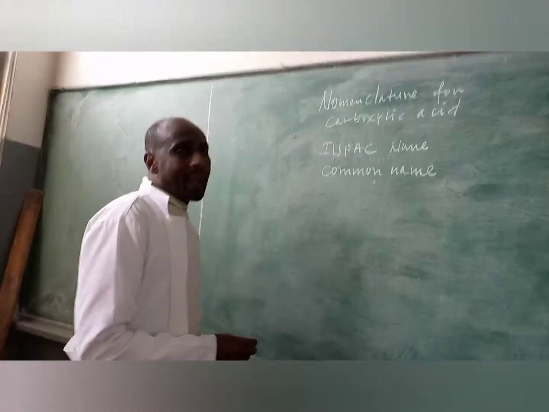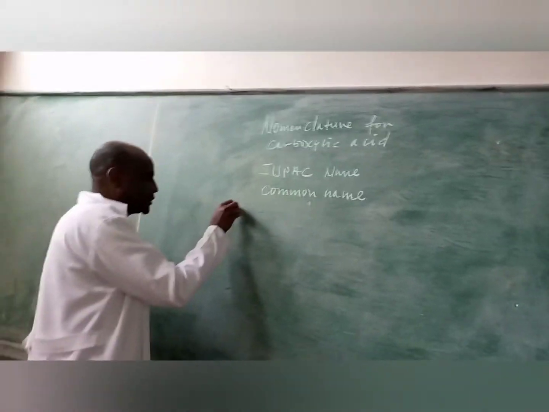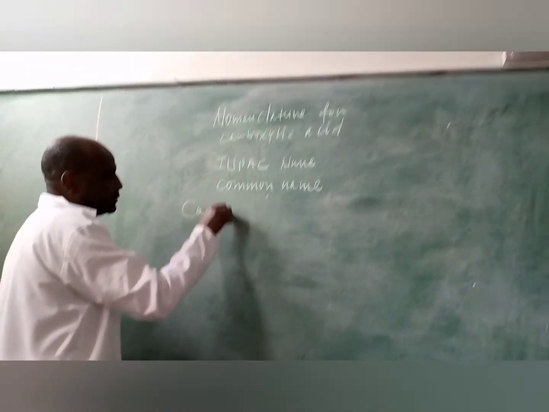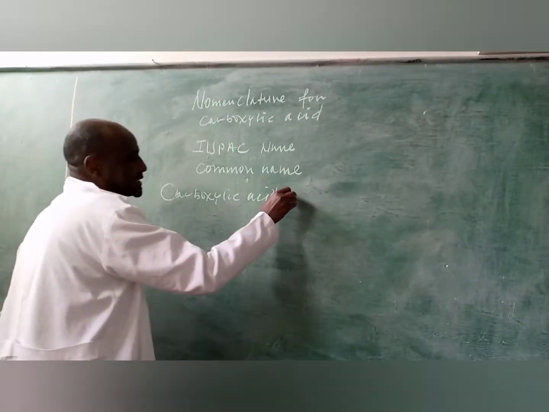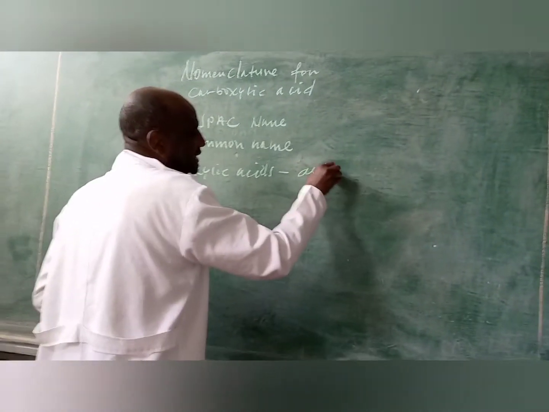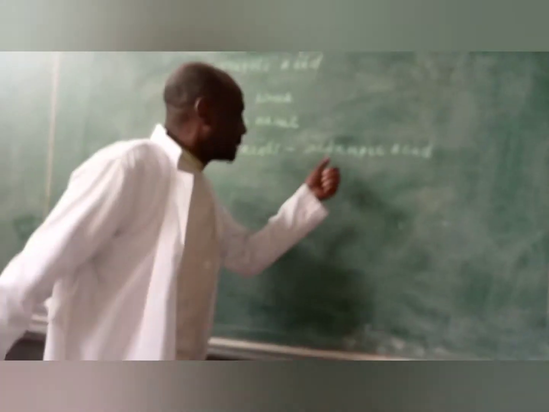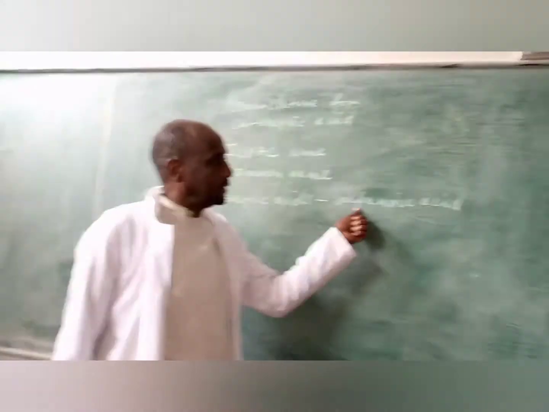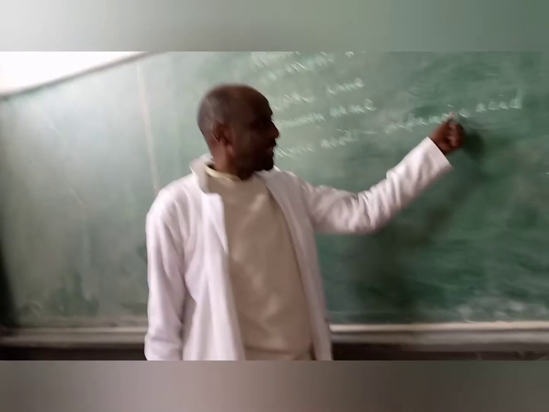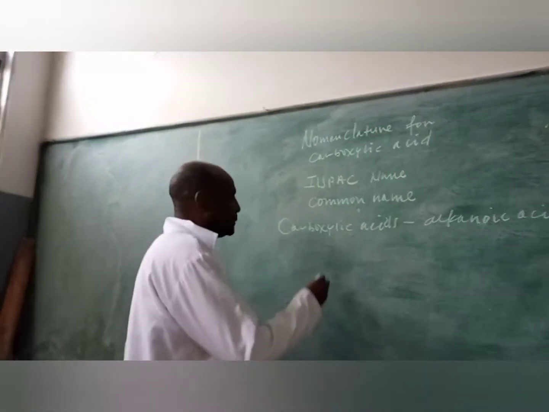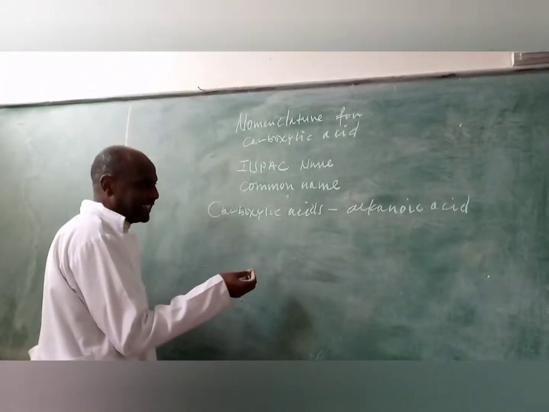Now let's see the IUPAC name for organic acid. Carboxylic acids are known as alkanoic acids. That means their name can be derived from alkane by replacing the last E by oic acid. For example, the simplest one is methanoic acid, derived from methane.